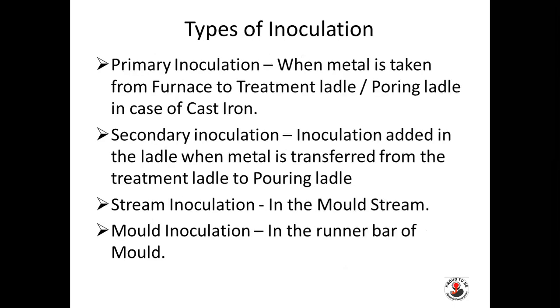Types of inoculation. Primary inoculation, when metal is taken from the furnace to the treatment ladle or pouring ladle in case of cast iron. Secondary inoculation, inoculation added in the ladle when metal is transferred from the treatment ladle to the pouring ladle. Stream inoculation is one which is done in the mold stream. Mold inoculation is one which is kept in the runner bar of the mold.